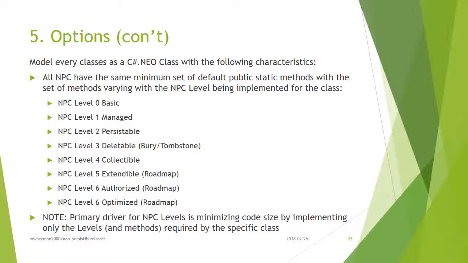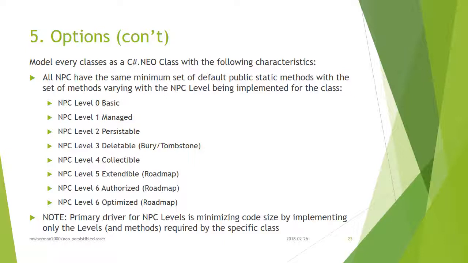We have a basic object-oriented, class-oriented pattern now for working with classes in C#.Neo. New methods, parameterless classes, and a way for implementing null. So we call that NPC Level 0 or basic. It's just basic class support.